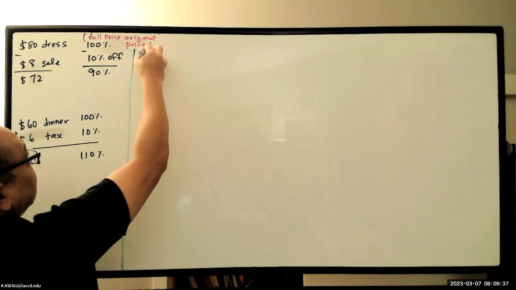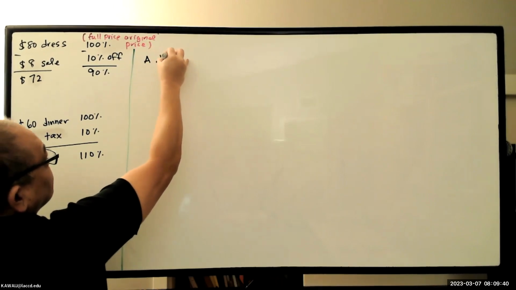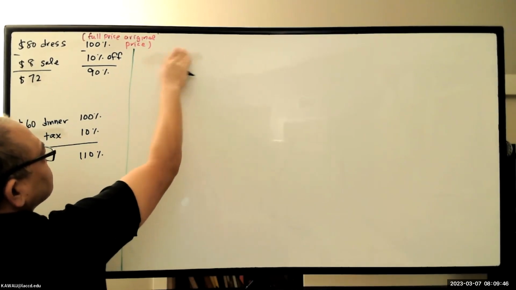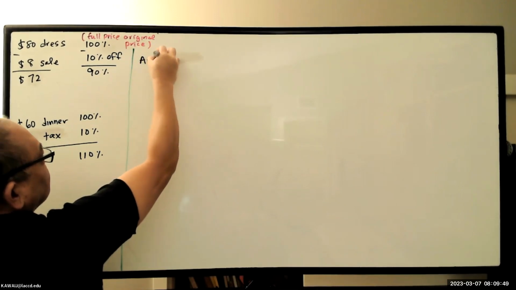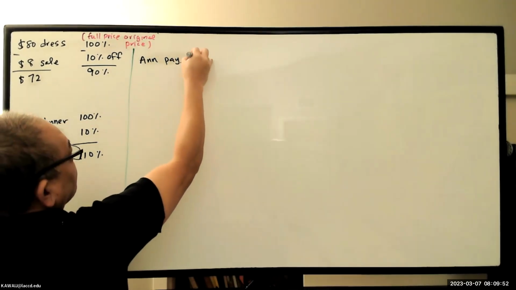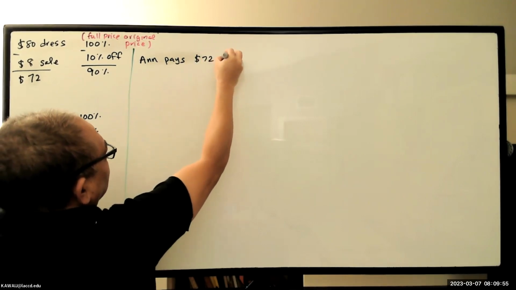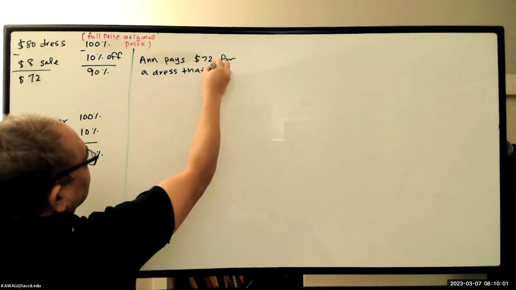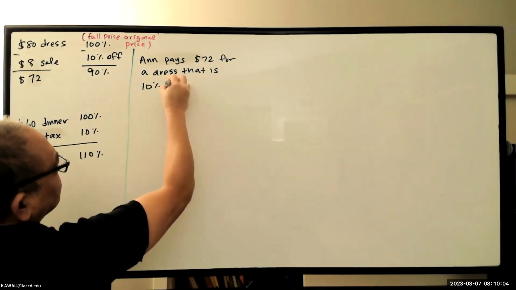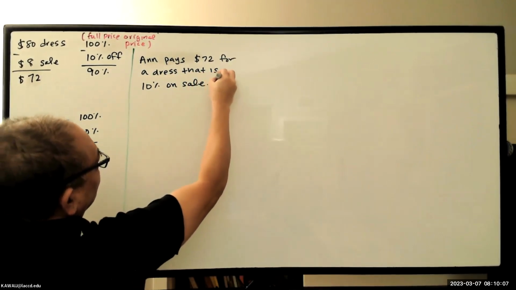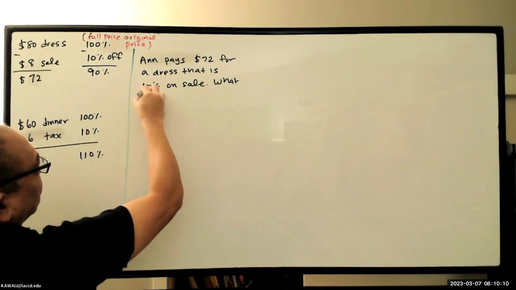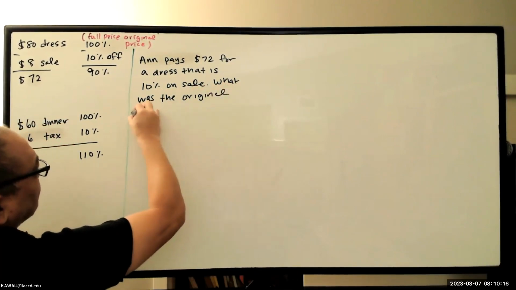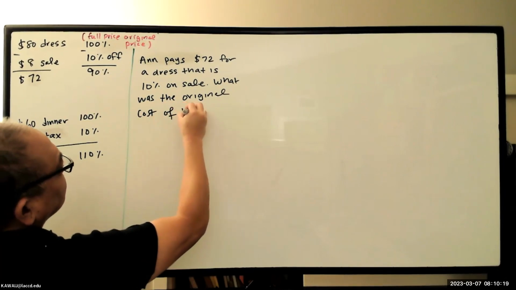So let's try a problem. A person pays $72 for a dress that is 10% on sale. What was the original cost of the dress?